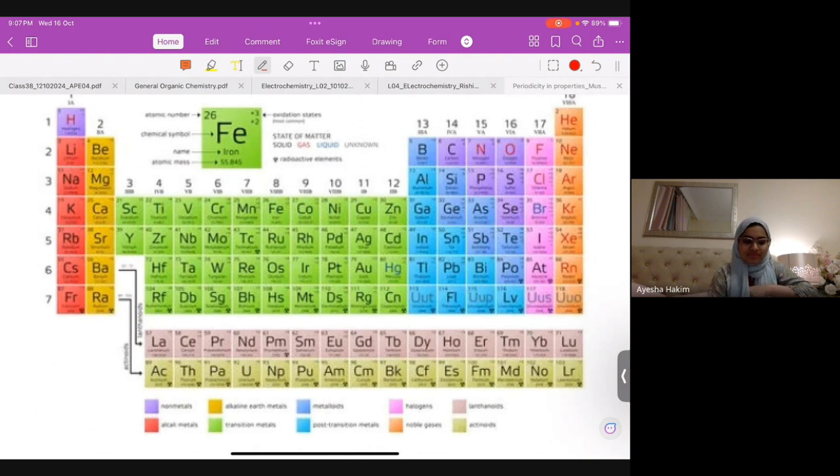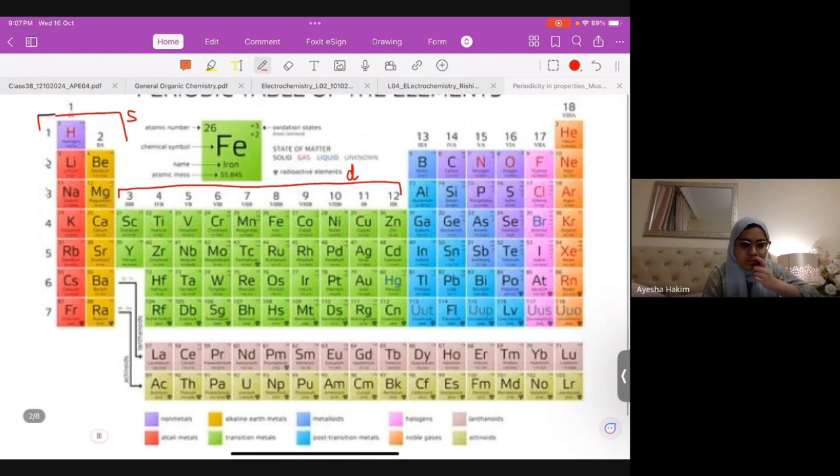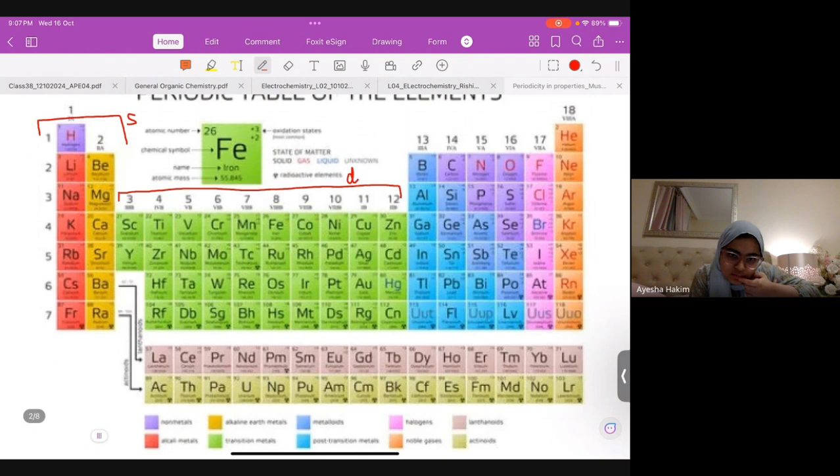So which are the S block in this periodic table? S block is the first two groups. Then the rest from 3 to 12, they are the D block. Right, correct. And then the last two rows, kept separate at the bottom, are the F block.